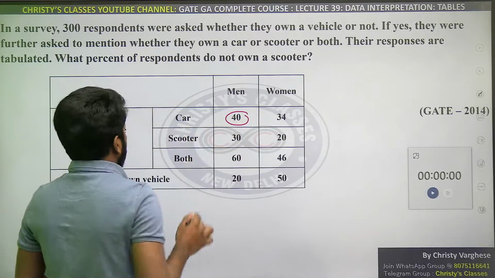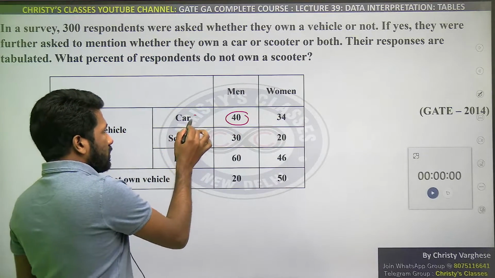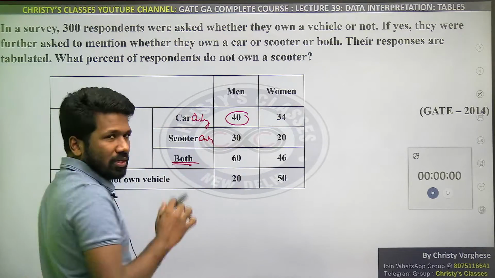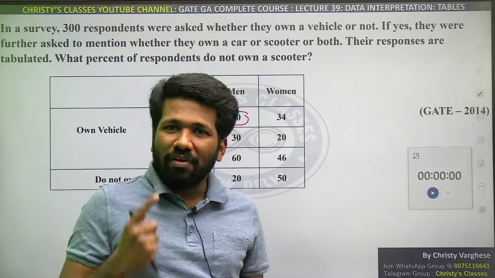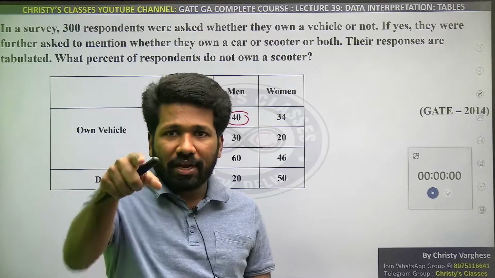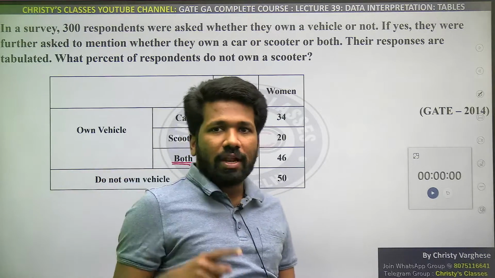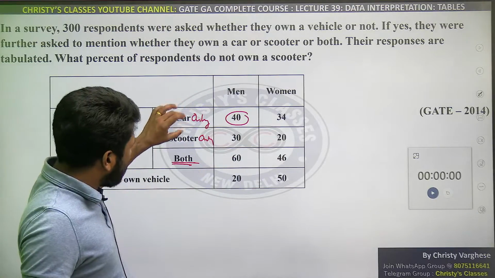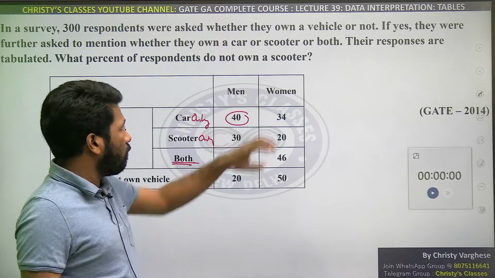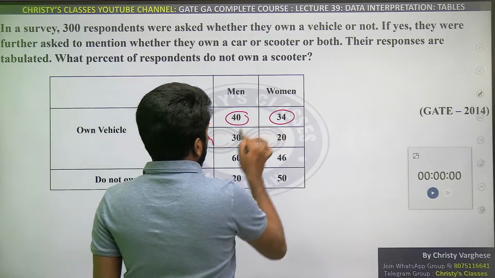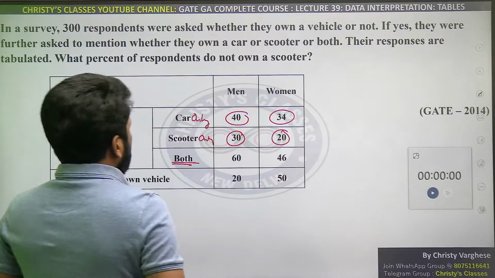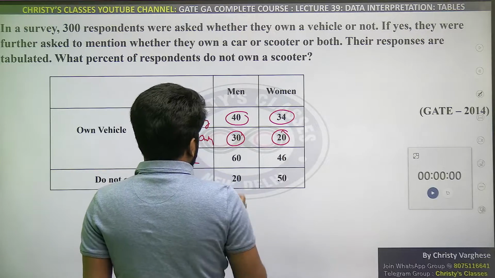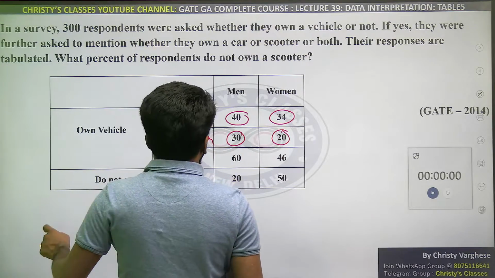Here actually it is not clearly mentioned, but the meaning is this is car only owning people, and this is scooter only owning people, because it's a survey, right? Overlapping data will be there, like in the Venn diagram chapter we discussed, where we discussed how to remove the double counted region. But this is car only, this is scooter only. Men and women are also mentioned. So car only men will be 40, car only women will be 34. Scooter only men will be 30 and scooter only women will be 20.